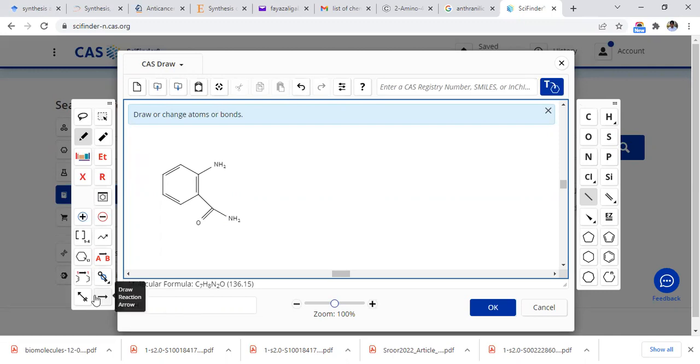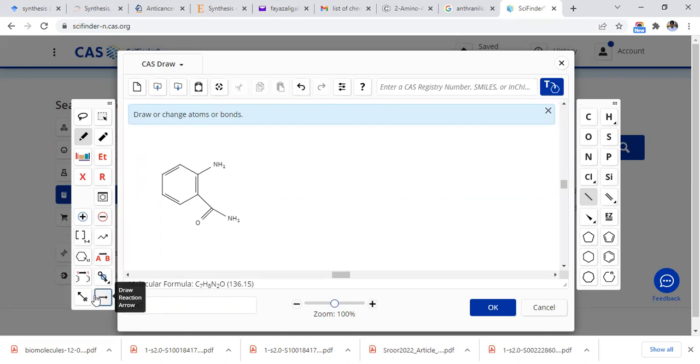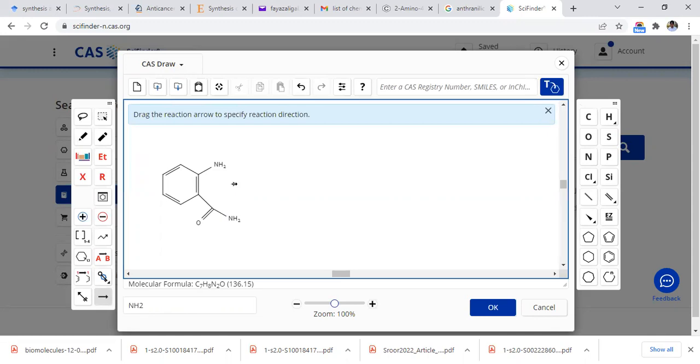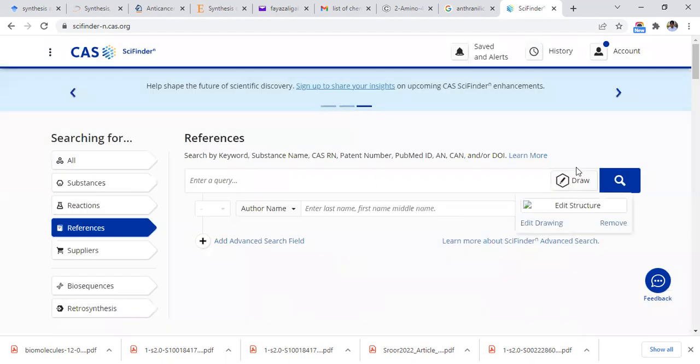This represents that draw the reaction arrow. Draw the reaction arrow means whether the structure you have drawn is a reactant or product. I use it as a reactant. Okay, then we will search the reactions.